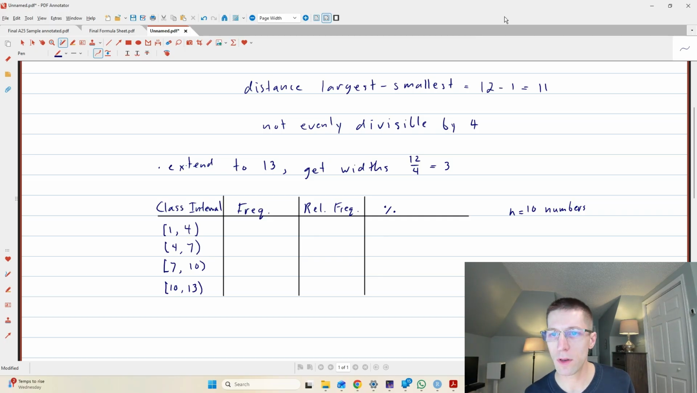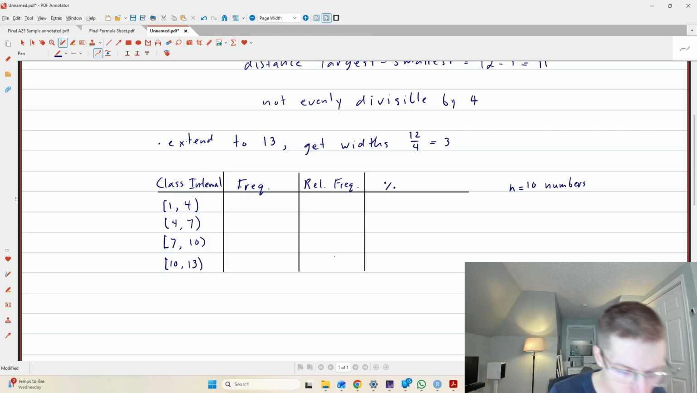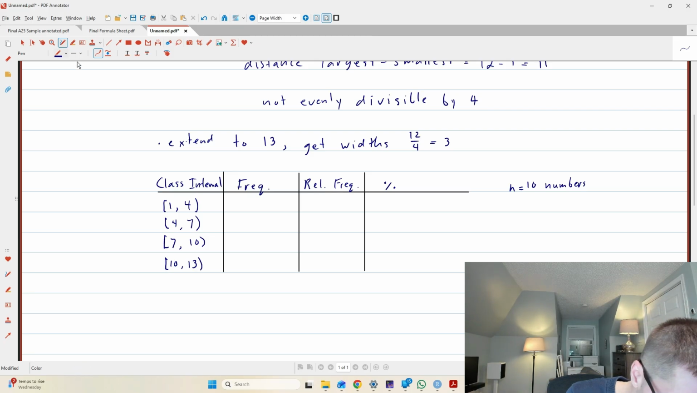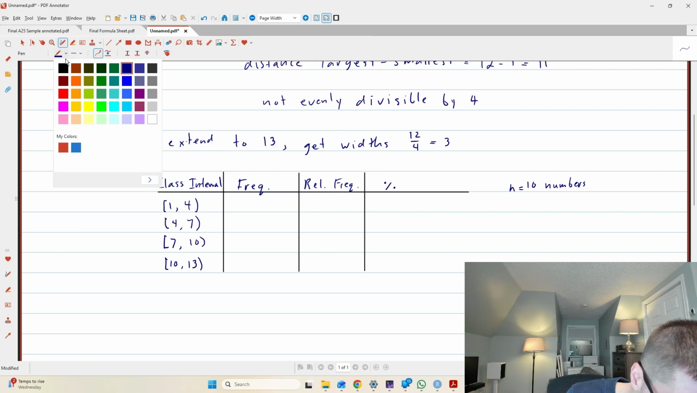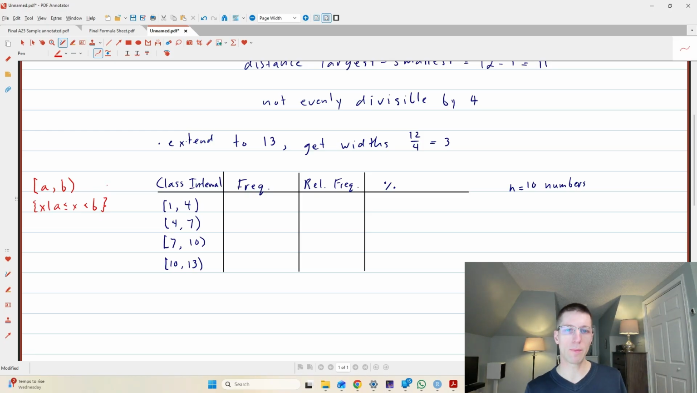So those are my intervals. And let me just write what that means briefly. This is kind of review. The interval from A to B means basically x such that a is less than or equal to x less than b. So it includes the left boundary of that interval, the one with the square bracket, and it excludes the one with the round bracket.